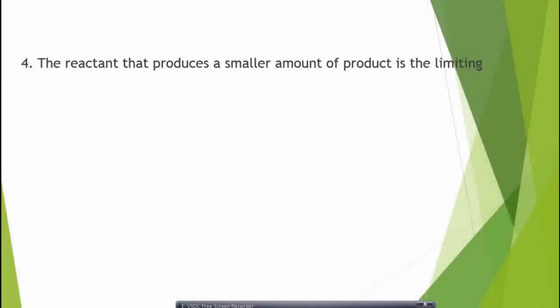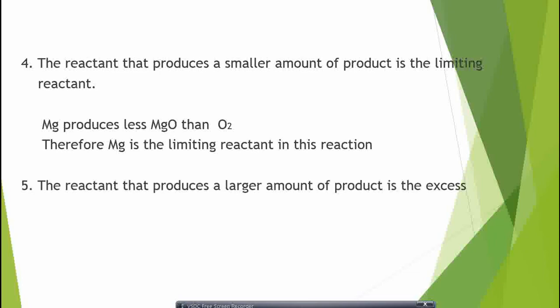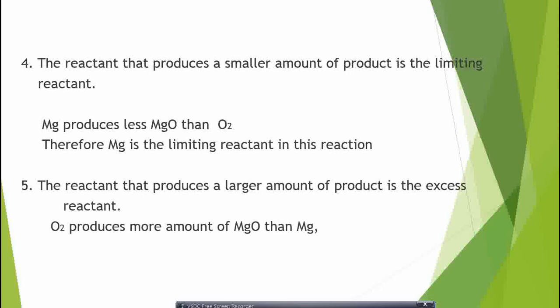For step number 4, the reactant that produces the smaller amount of product is the limiting reactant. Magnesium produces less magnesium oxide than oxygen does. Therefore, magnesium is the limiting reactant in this reaction. Step number 5, the reactant that produces the larger amount of product is the excess reactant. Oxygen produces more magnesium oxide than magnesium. Therefore, oxygen is the excess reactant in this reaction.